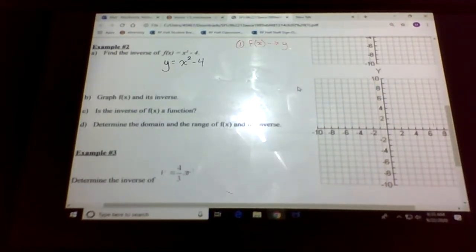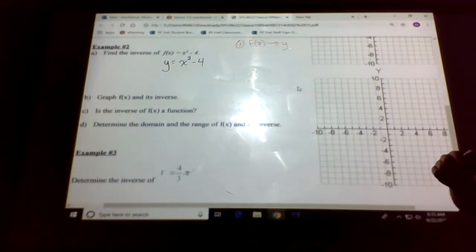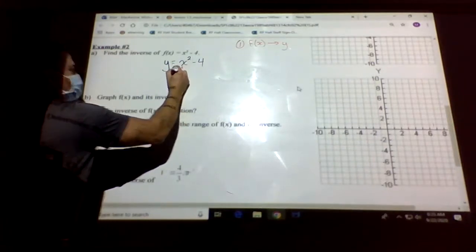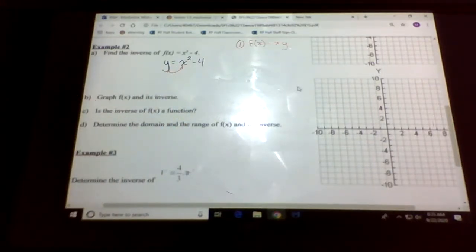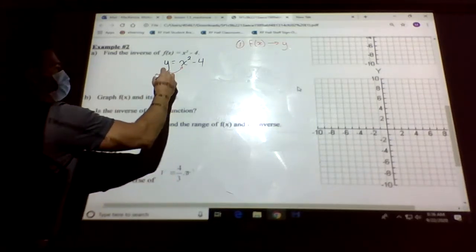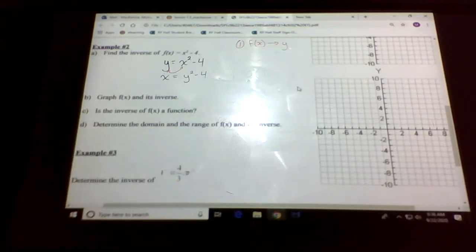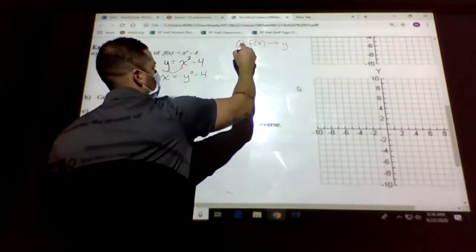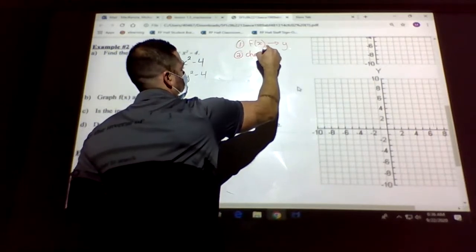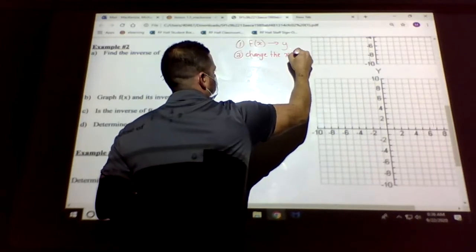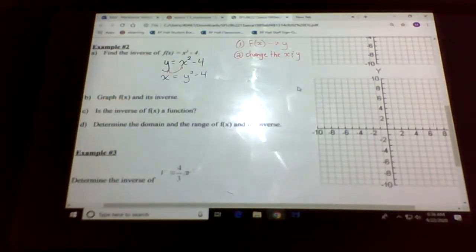Okay, now what can we do? Yeah, you switch your x and your y. Change our x and y. Okay, so we're gonna change the position of just a letter. Now we're not changing the exponents, we're just changing the letter. So x equals y squared minus 4. So change the x and y.